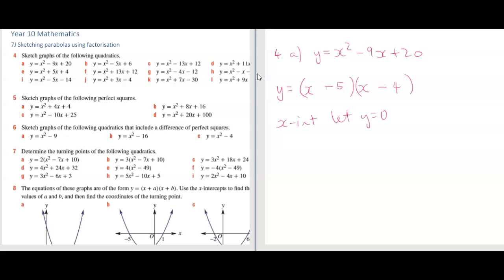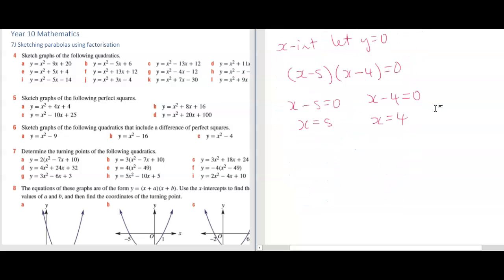So we did this in chapter 5. Remember, we did the null factor law. So (x minus 5)(x minus 4) equals 0. The null factor law just means x minus 5 is equal to 0 or x minus 4 is equal to 0. And then we just solve. So we've got x equals 5 and x equals 4. So they're our two x-intercepts.